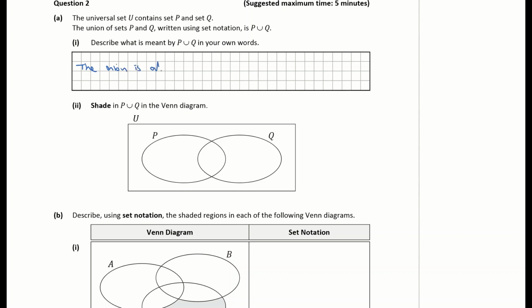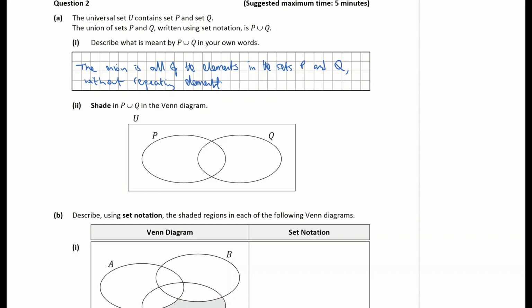is all of the elements in the sets P and Q. And just make sure maybe state that without repeating an element. So I can't repeat an element. So it's basically all of the elements that are contained within P and Q. So the union is all of the elements in the sets P and Q without repeating an element, I should say.